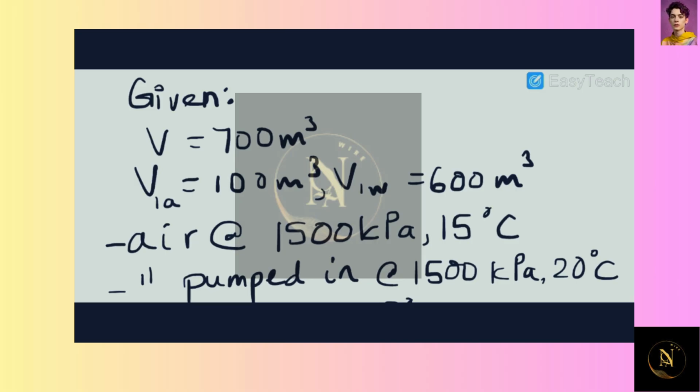Hi everyone, so what we have is a ballast tank in a submarine that has a total volume equal to 700 cubic meters. Initially this is filled up with a combination of air and water, where the air is taking up 100 cubic meters and the water takes up 600 cubic meters.